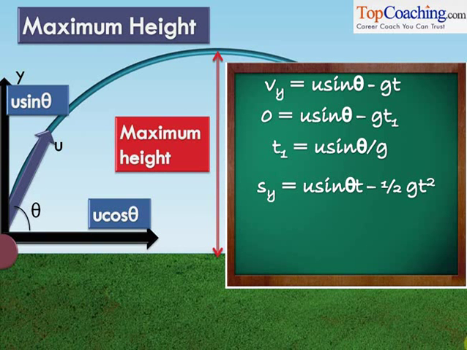sy = u sin θ × t − ½gt², but t is u sin θ / g. Substituting the value of t in this equation, we get the value of the maximum height attained by the projectile as u² sin²θ / 2g. Understood? This is another very important expression that you must remember. If a projectile is projected with a velocity u at an angle θ to the ground, then the maximum height attained by the projectile will be u² sin²θ / 2g. Understood? There you go.